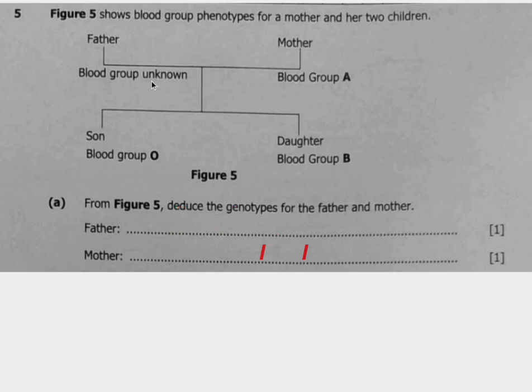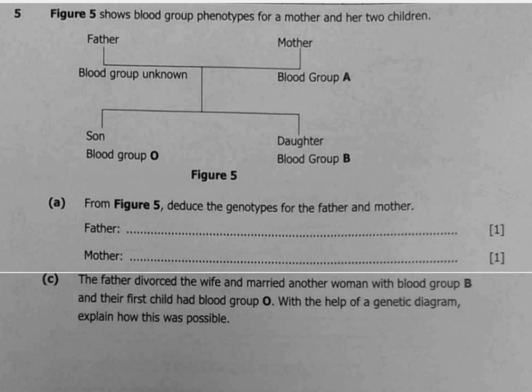So let's see the second question, which is saying the father divorced the wife. We know that the wife has blood group A, and the father has blood group B, heterozygous dominant. So the father decided to divorce the wife and married another woman with blood group B. So you don't know if this woman that the father married has blood group B heterozygous or homozygous dominant.